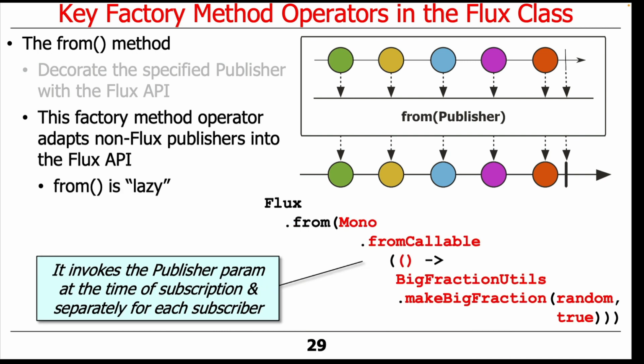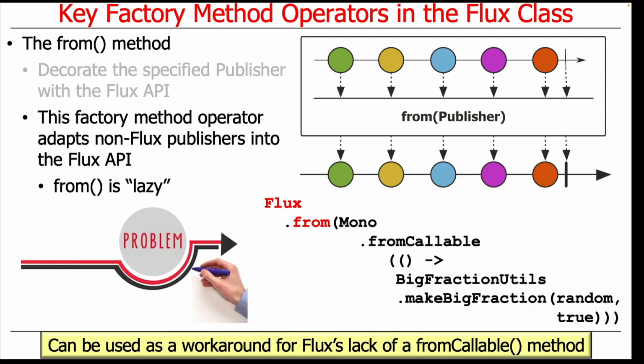And from is lazy. So the key thing to remember, it's lazy, and it does this at the time of subscription, which is not the same as the time of assembly. Time of subscription is dynamic. Time of assembly is more static.